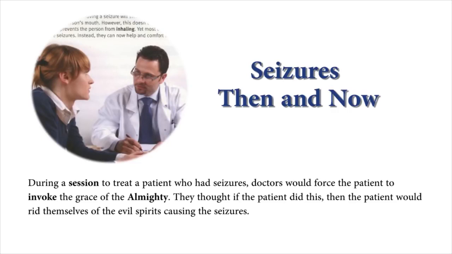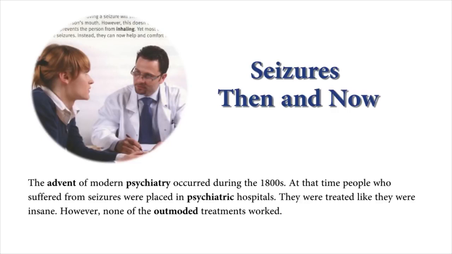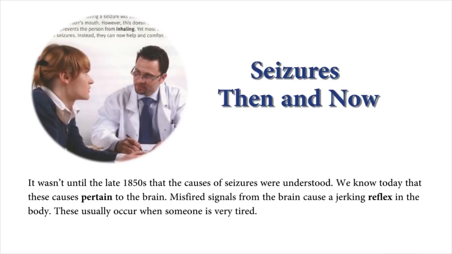the seizures. The advent of modern psychiatry occurred during the 1800s. At that time, people who suffered from seizures were placed in psychiatric hospitals. They were treated like they were insane. However, none of the outmoded treatments worked. It wasn't until the late 1850s that the causes of seizures were understood.